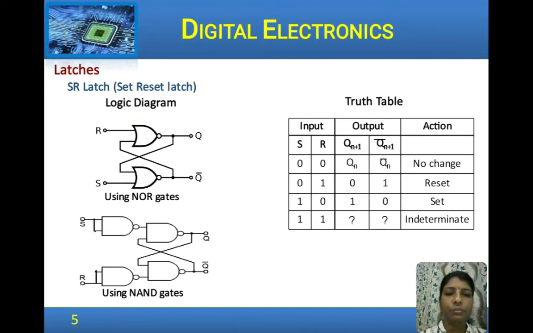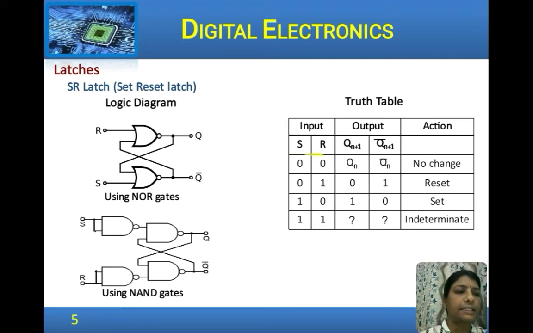The SR latch has two inputs, S set and R reset, and there are two outputs, Q and Q bar. Q is the output and Q bar is the complement of the output. The SR latch can be implemented using NOR gates or NAND gates as shown. Let us look at the truth table, which is the same for both circuits.